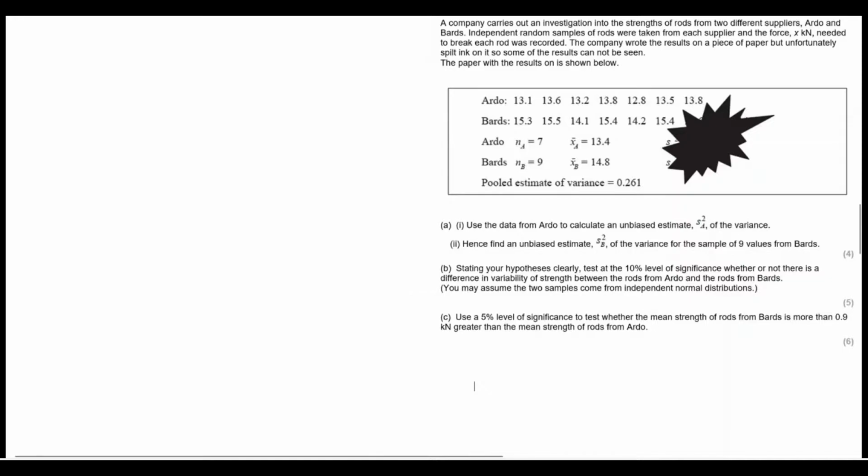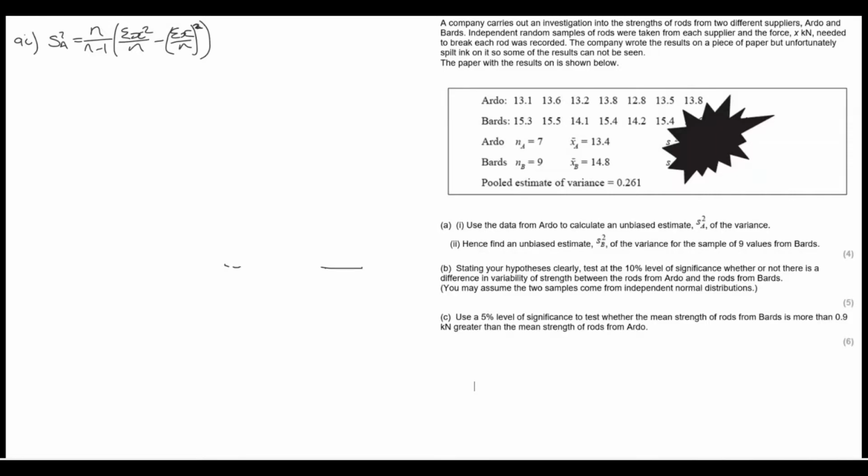So we have some of the data here, and we've been asked to use the data from Ardo to calculate an unbiased estimate, S squared, of the variance. Okay, well, let's see if we have enough visible data to do that, starting with the formula. So the formula for the unbiased estimate of the variance, or S squared, is n over n minus 1, and then we're going to have the sum of x squared over n minus the sum of x over n squared, the mean squared. Okay, let's substitute what we know.